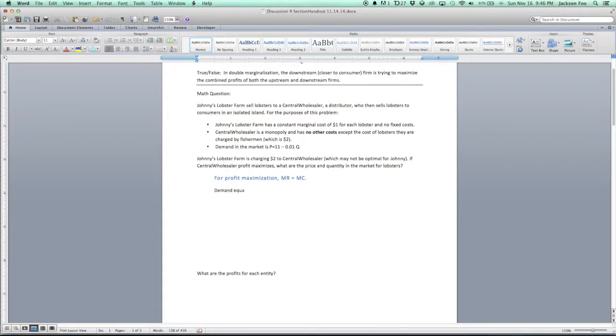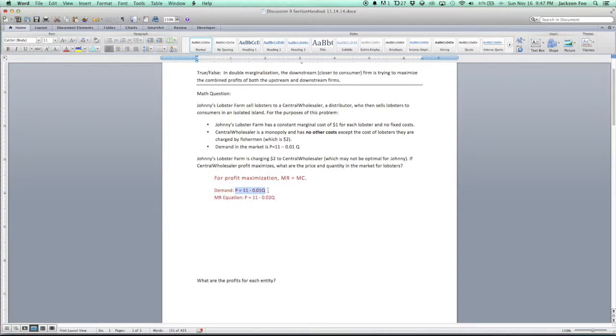Since our demand, I don't know why the font is doing that, but try to follow. I'll make it red. Demand is given by P equals 11 minus 0.01Q. So we know now that your MR equation is given by P equals 11 minus 0.02Q. What you do is just multiply the coefficient of Q by 2. And that's how I got 0.02Q here.